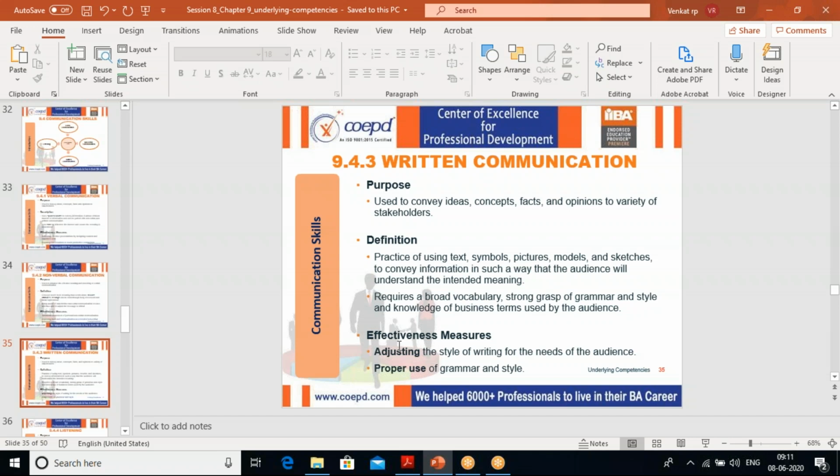And while we are doing any written communication, you have to use the basic vocabulary of that particular process or project, so that you get connected with the concerned context. That is very, very important for us.